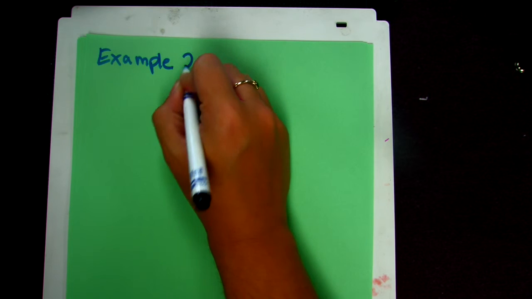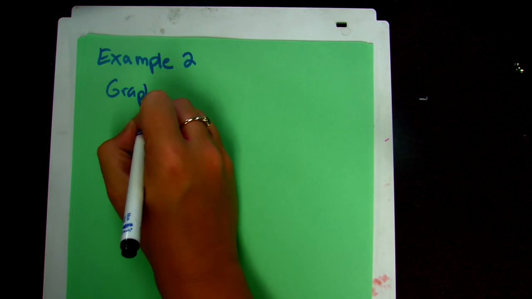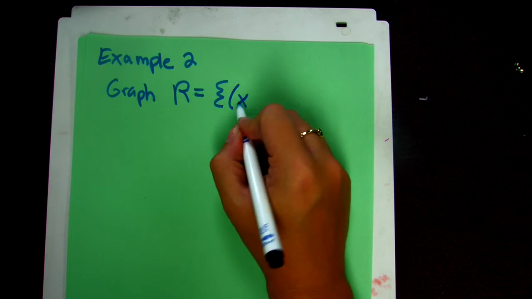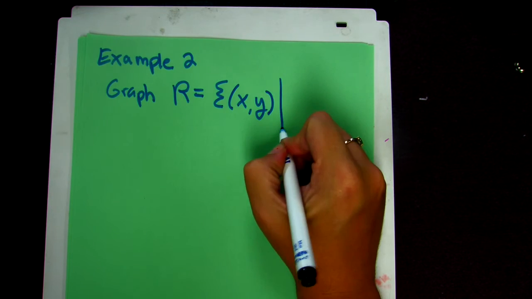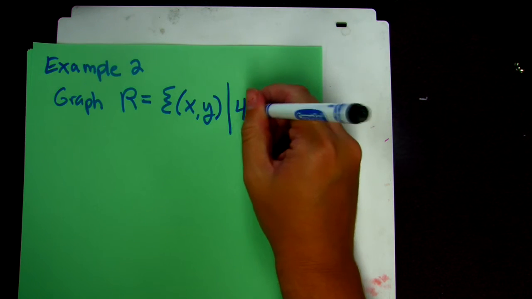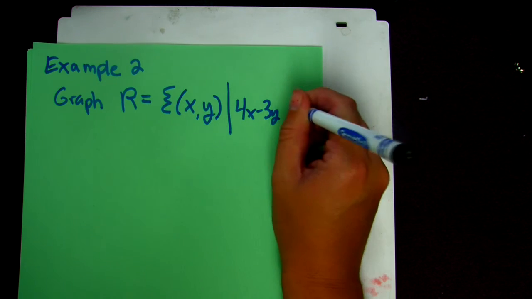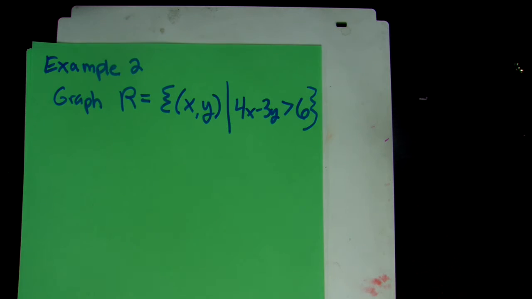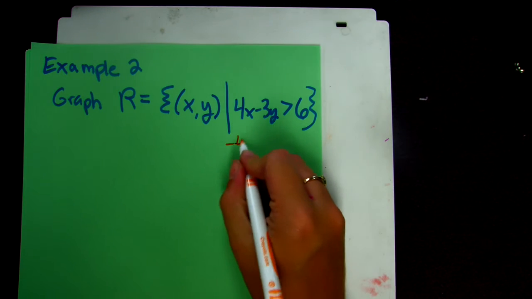All right, I'll do one more example. So this one says graph R, and it gives us a set, all the ordered pairs, x's and y's, such that 4x minus 3y is greater than 6. So again, I want to treat this as an equation and put it into slope-intercept form and then graph that line. So I'm going to go ahead and start with subtracting 4x from both sides.